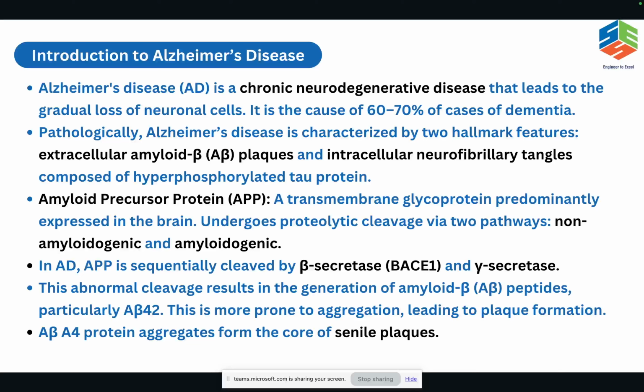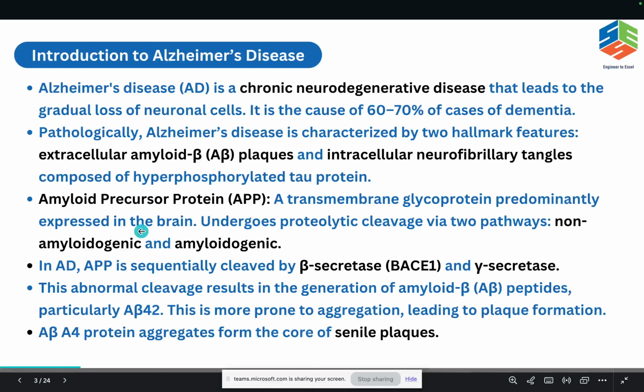So, Alzheimer's disease. Basically it's a chronic neurodegenerative disease that leads to gradual loss of neuronal cells. It causes around 60 to 70% of cases of dementia. Pathologically it has two main hallmark features, which are extracellular amyloid beta plaques and intracellular neurofibrillary tangles. In this study, we are focusing only on extracellular amyloid plaques.